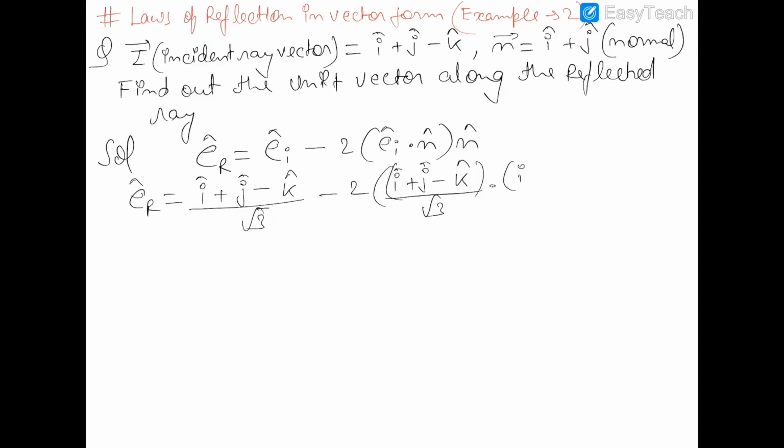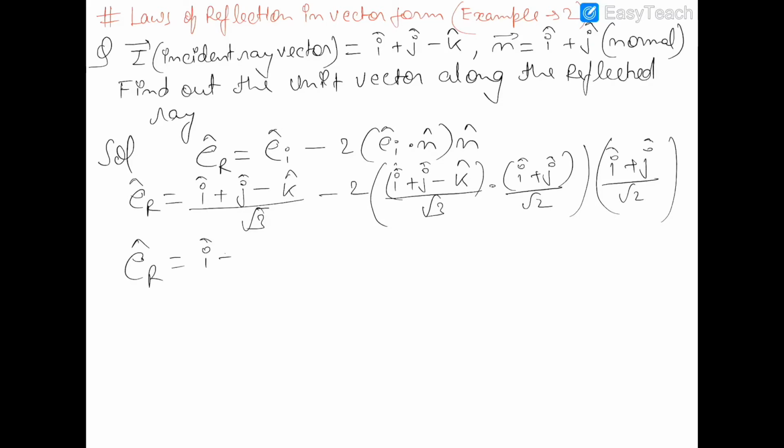n cap is (i cap plus j cap) upon √2. Now we have to take the unit vector of the normal also. So here it is, multiplied by n cap, which is again (i cap plus j cap) upon √2. So e_r cap is equal to (i cap plus j cap minus k cap) upon √3 minus this, twice.